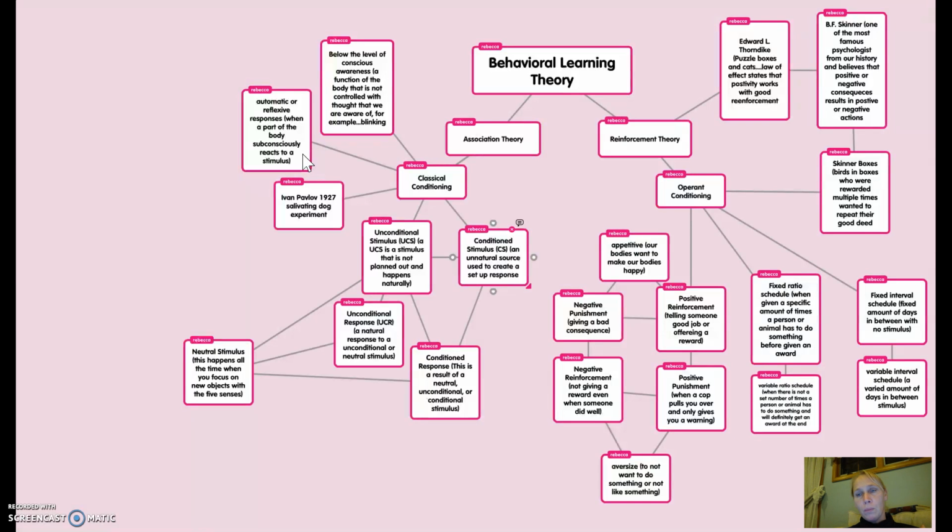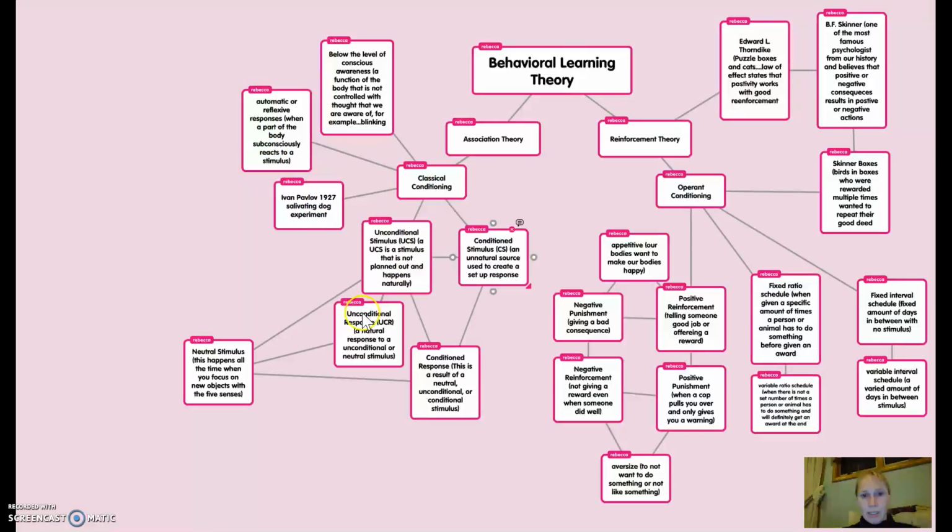So when you get air blown in your face, you might automatically blink your eyes. That's a subconscious thought, or it's below the conscious thought. It's automatic and it's reflexive. Or if you're in the doctor's office and they hit the reflex in your knee, that's an automatic subconscious response. You have no control over it.